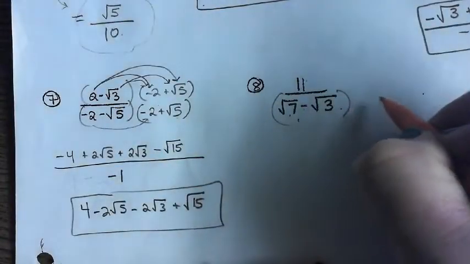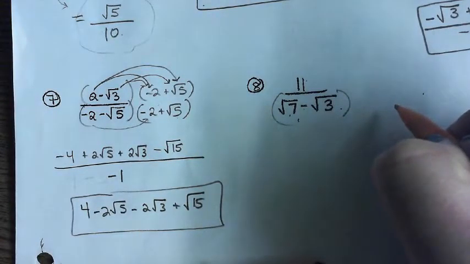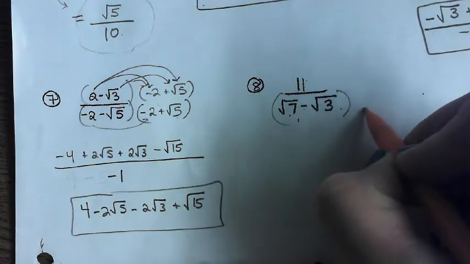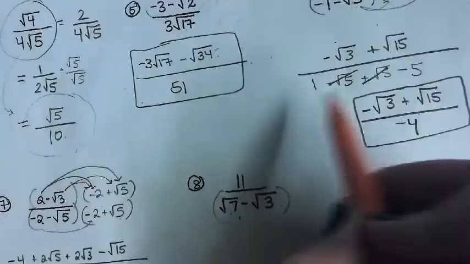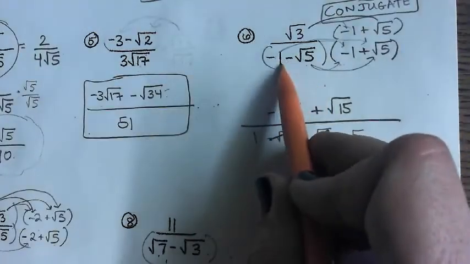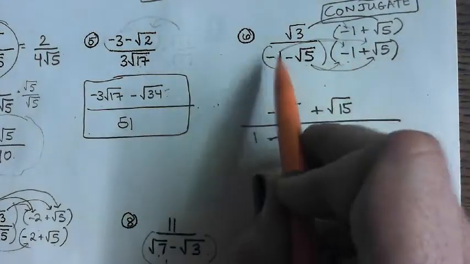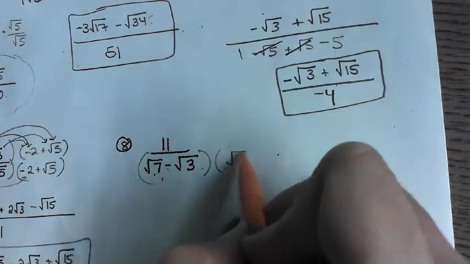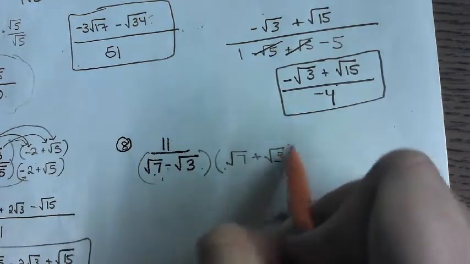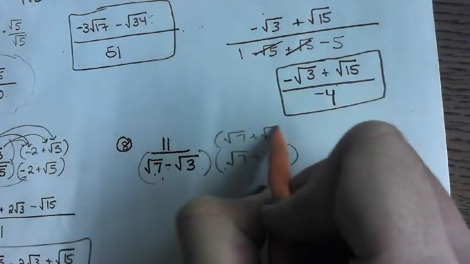Negative 7, positive 3. Oh, wait, negative square root 7 plus. No. You don't negate both of them. You just switch minus to plus or plus to minus. Like, go back to this one. It started as a negative 1. It stayed a negative 1. It's just the minus root 5 became a plus root 5. Okay, so then it'd be just square root 7 plus the square root 3. Good. Very good.